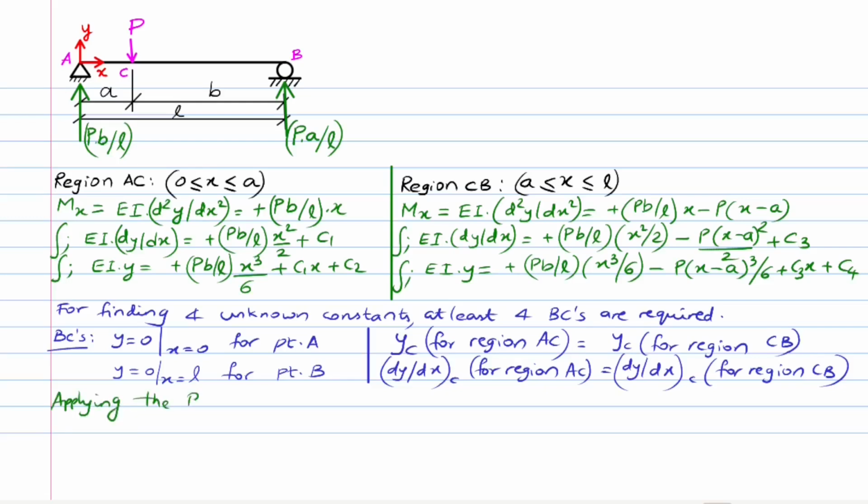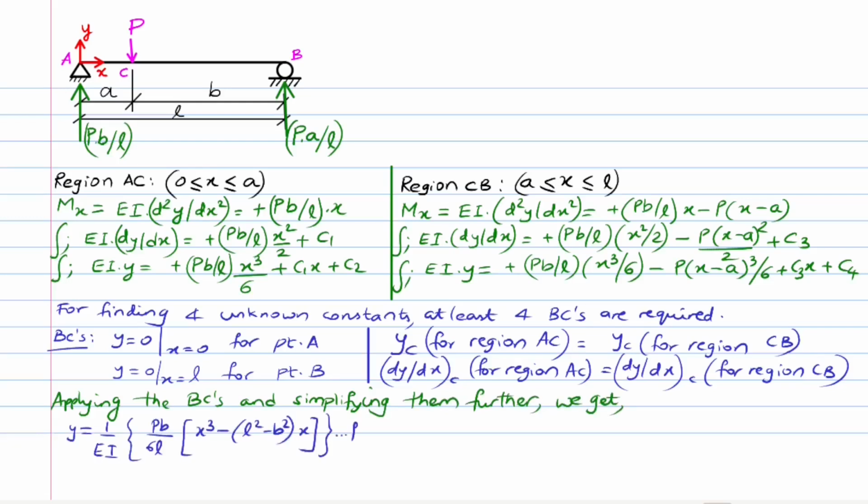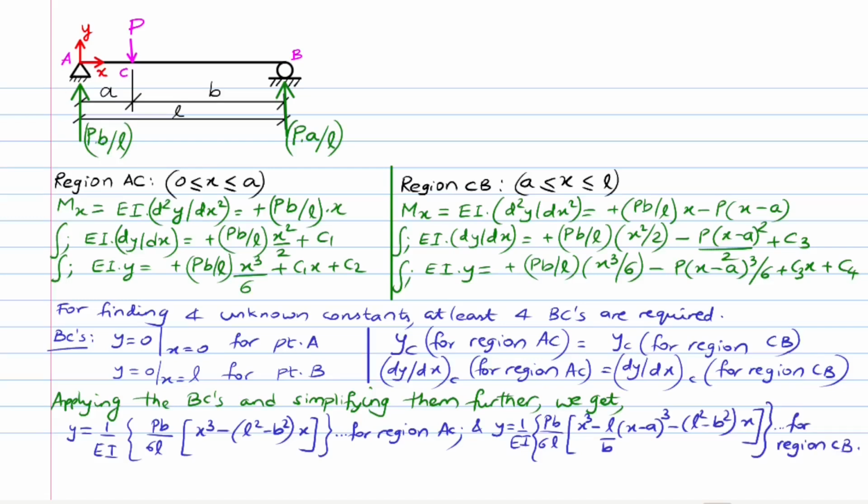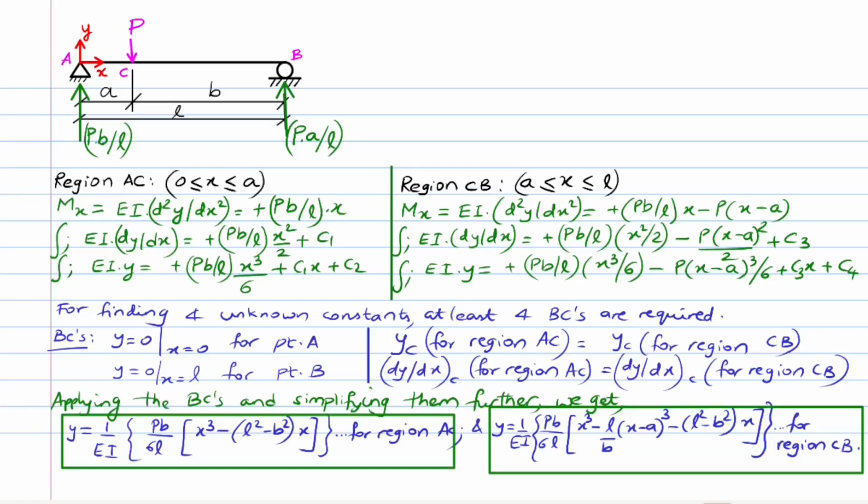Applying the 4 equations as boundary conditions, we simplify them further and get 2 equations for deflection, one for each region. We write the results directly here to save space and time. You may wish to carry out the calculations separately and verify the results. Each equation for deflection so obtained is valid only in the region indicated.